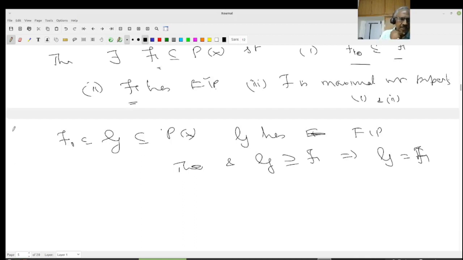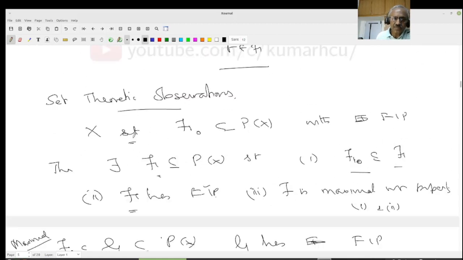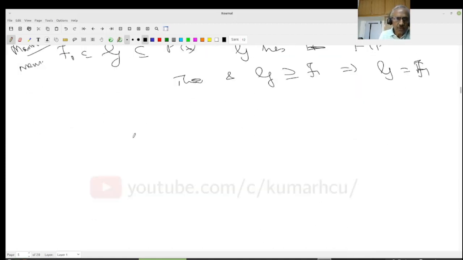Maximality means the following. Suppose you find some other family G of subsets which contains F naught, and G also has the finite intersection property and G contains F, then G has to be F. That is when I say F is maximal. Now we want to prove such a thing exists. So how do I prove that?